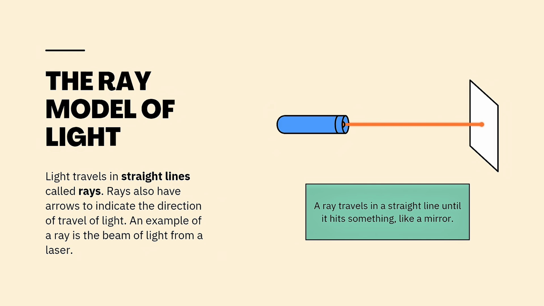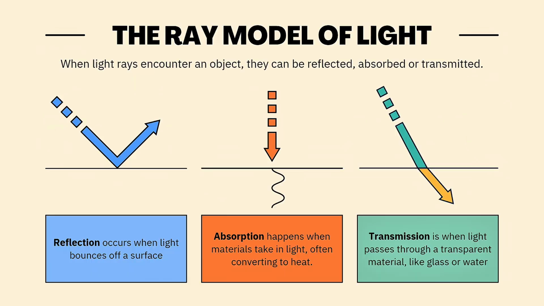Now the question is, what happens when light hits an object? When light rays encounter an object, three things can happen. The light can be reflected, absorbed, or transmitted.